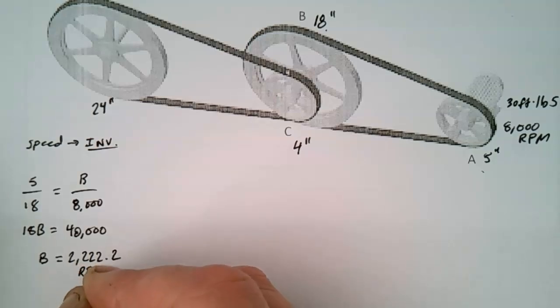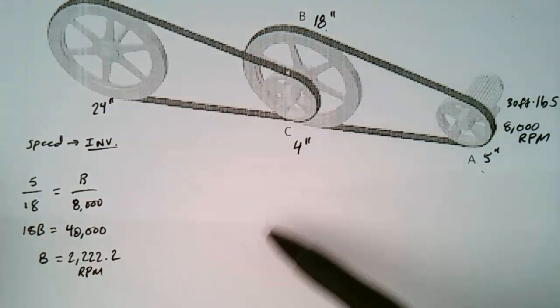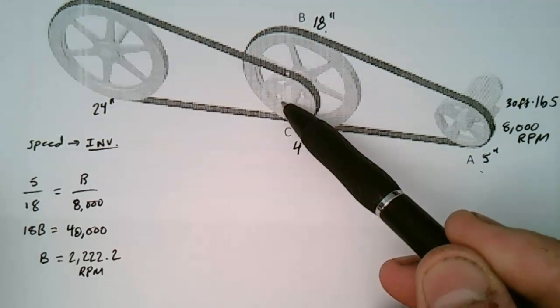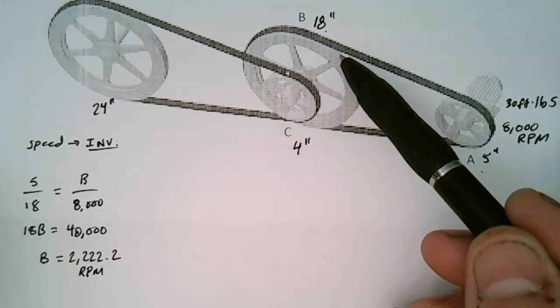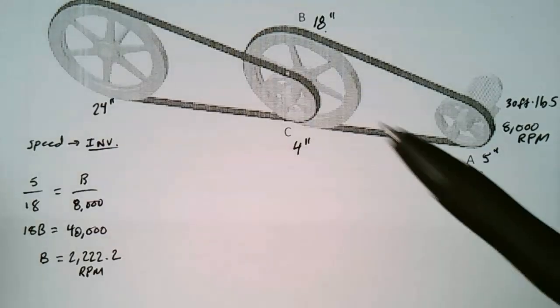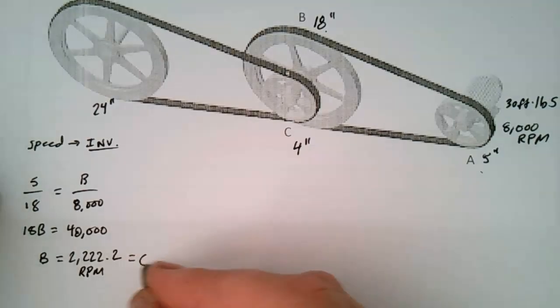RPM. Now the magic, because this is clustered the way it is, this pulley here and this pulley here are on the same shaft. That means that this one's spinning 2,222 RPMs, this one's spinning 2,222 RPMs. So that's also equal to C.